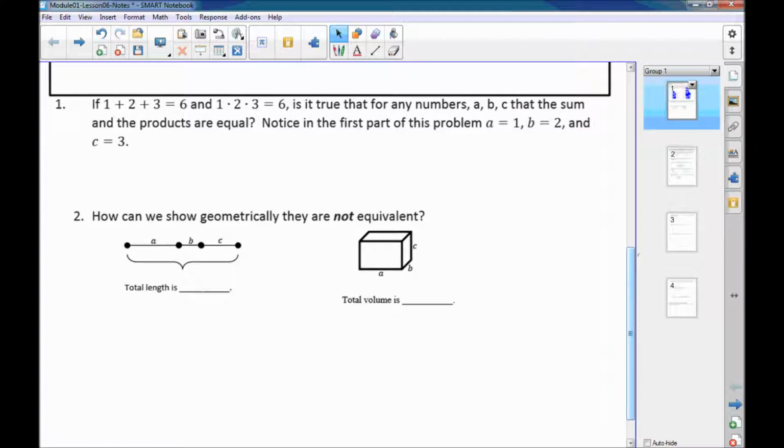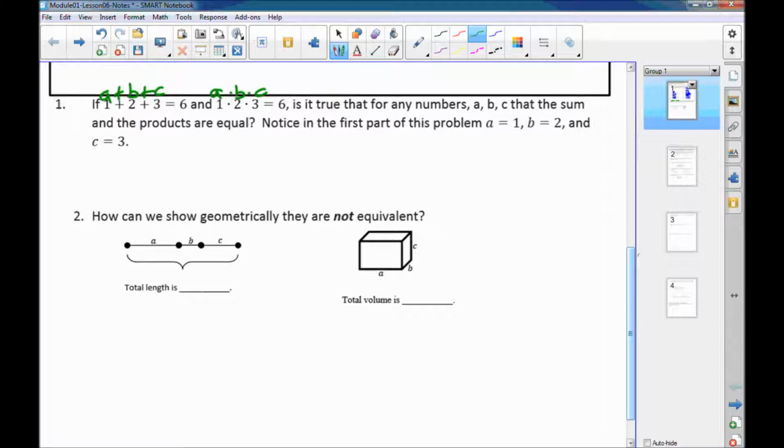So 1 plus 2 plus 3 equals 6. And so does 1 times 2 times 3. Does that equal also 6? Is it true that for any numbers a, b, and c that the sum of their products are equal? Notice that for the first part of this problem, a is 1, b is 2, c is 3. So in other words, this said a plus b plus c, and then we could see which ones they were. And this one said a times b times c.